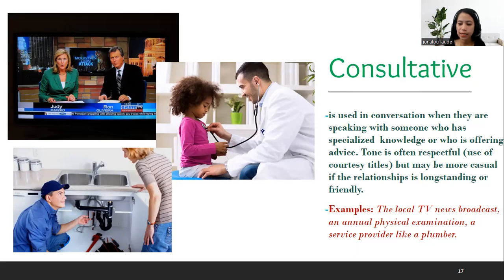But again, class, if the relationship is long-standing or friendly, once you become close to your doctor, you can already crack jokes and chat with your doctor. But if you are not close, then the way we approach a person who specializes in something, who has knowledge about something, is formal. Okay? So that's what we call again consultative.